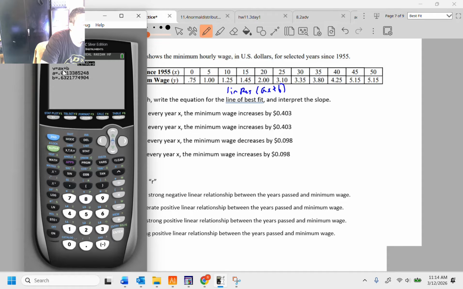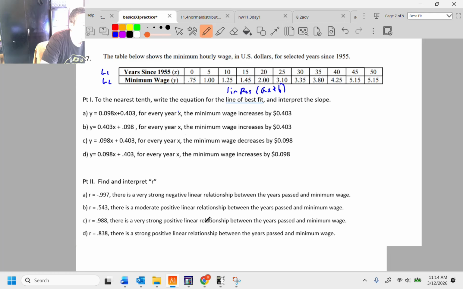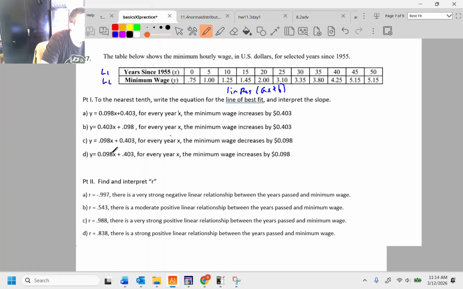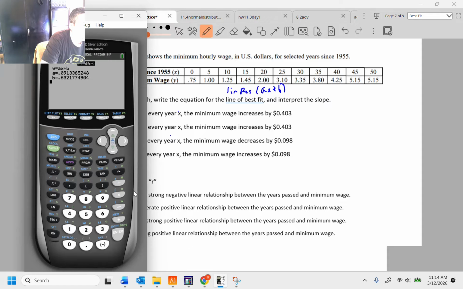And let's see here. It looks like the A part is 0.09 and the B part is 0.63. Oh, I carried it out a little bit. 0.09. Why do I have a typo somewhere? I still have a typo right there. Thought I fixed that. Let's go back through that process again.